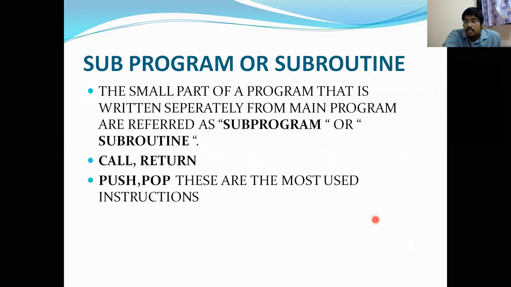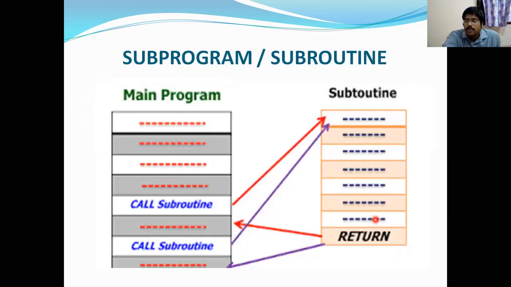We have not discussed the stack yet. In the next class, we are going to discuss stack and queue. These push and pop instructions are mostly used in the stack. Why? What is the reason? I will explain.